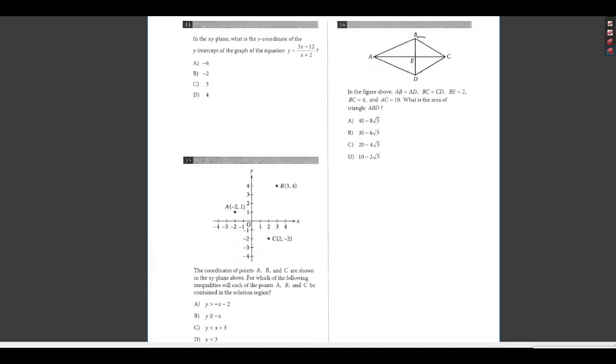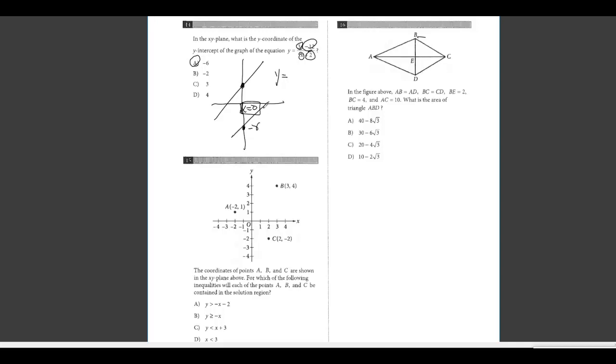All right, number 14. In the xy plane, what is the y coordinate of the y-intercept of the graph? To find the y-intercept, always put x equals 0. With x equals 0, negative 12 over 2 gives negative 6. That is the y-intercept; the graph passes down over here, negative 6.